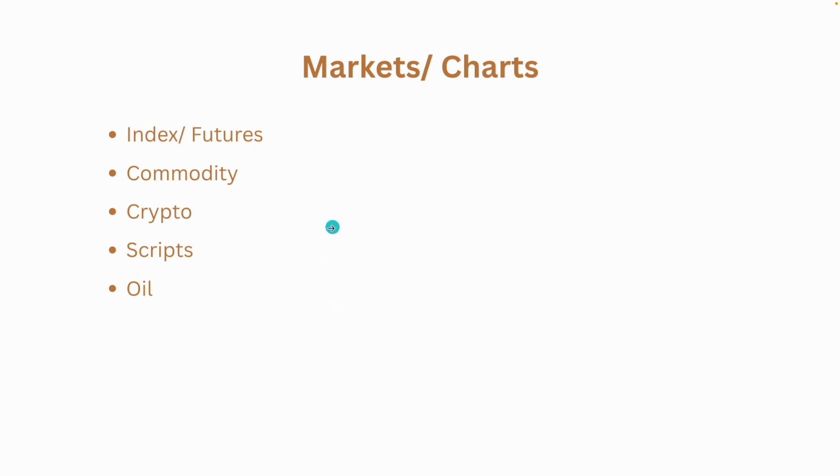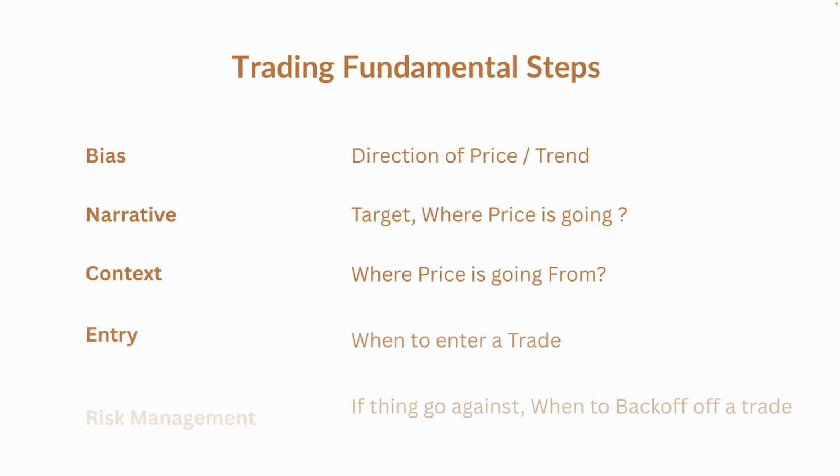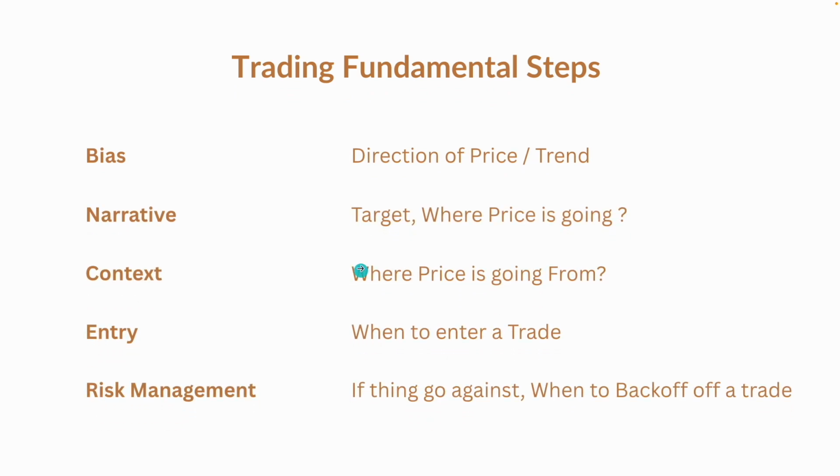So what are the market charts we can use with whatever we have learned till now? Ideally, all the concepts are common for any type of chart, whether it is index, futures, commodity, crypto, any script, oil, gold, silver, anything. So all the concepts remain the same for any type of commodity. Let's understand the basic fundamental steps before using these concepts for our trading purpose or to enter the market.